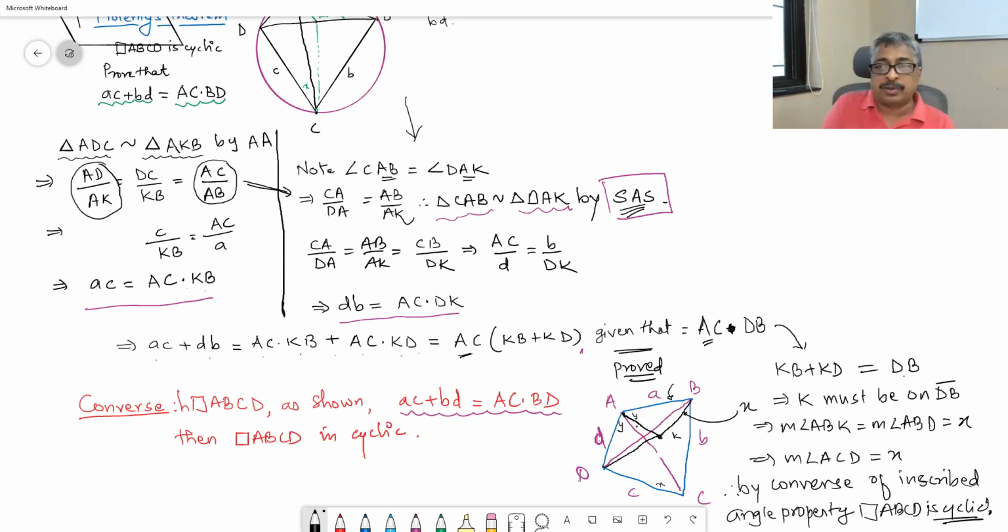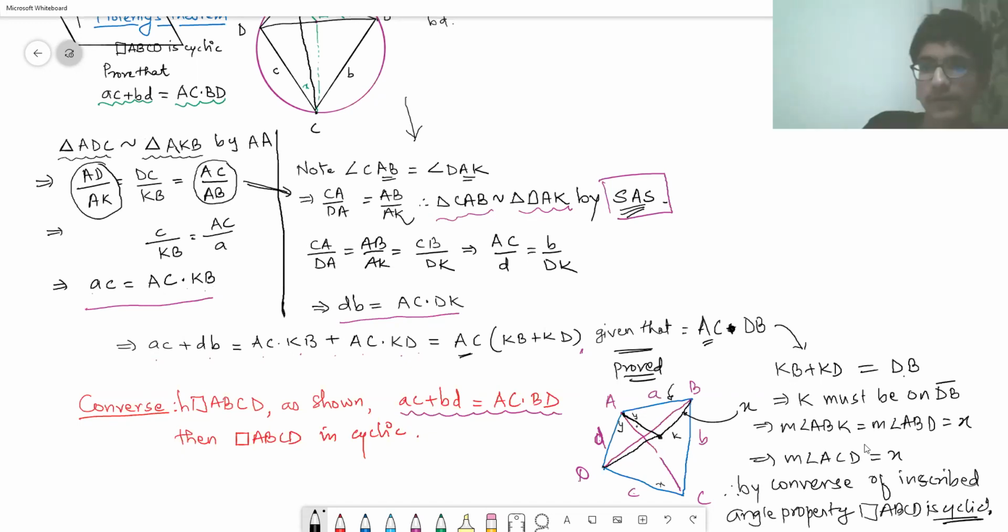Check whether you have understood this entire thing or not, and that is why it was required to be written by SAS. Therefore, this proof up to this point is same. Beyond that, we write our own proof for converse because we wanted to take this point away from DB, but this result makes it on DB.